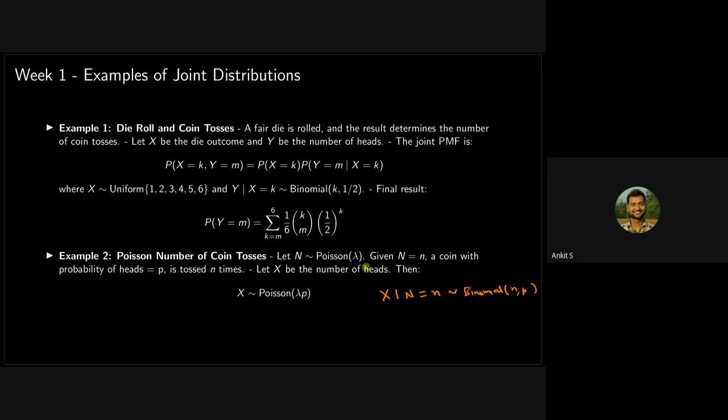So x is representing a specific conditional probability, right? But what is the distribution of x? X will follow a Poisson distribution with lambda times p. If it is a fair coin, then it will be Poisson of lambda by 2.